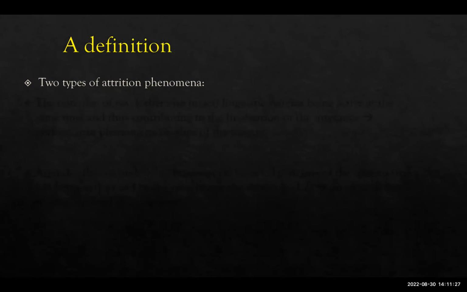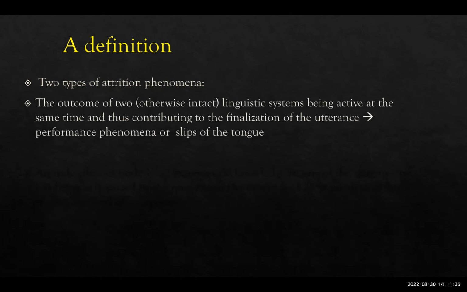But like I said, there are two scenarios that happen, so there are actually two types of attrition that we are referring to. The first type is that we know of the existence of two languages, and we feel like they are always active all the time.